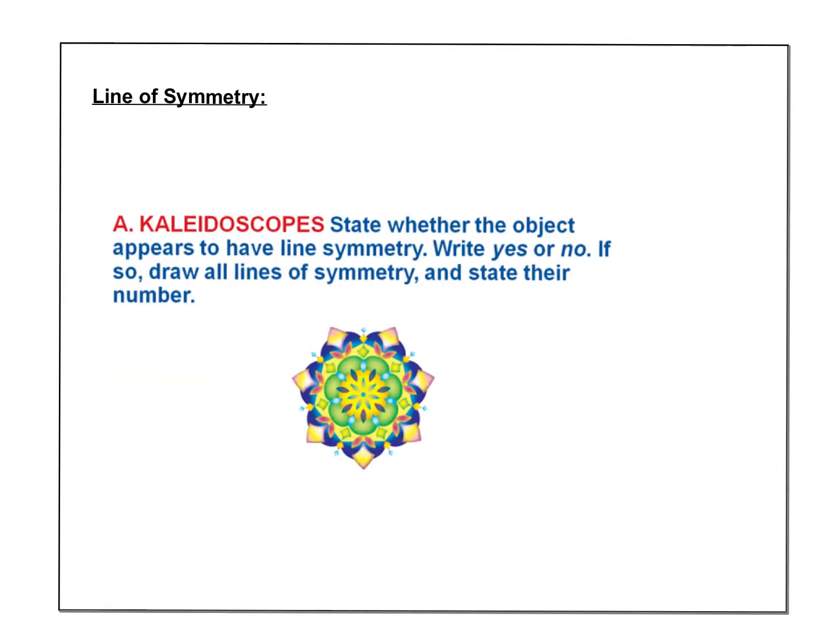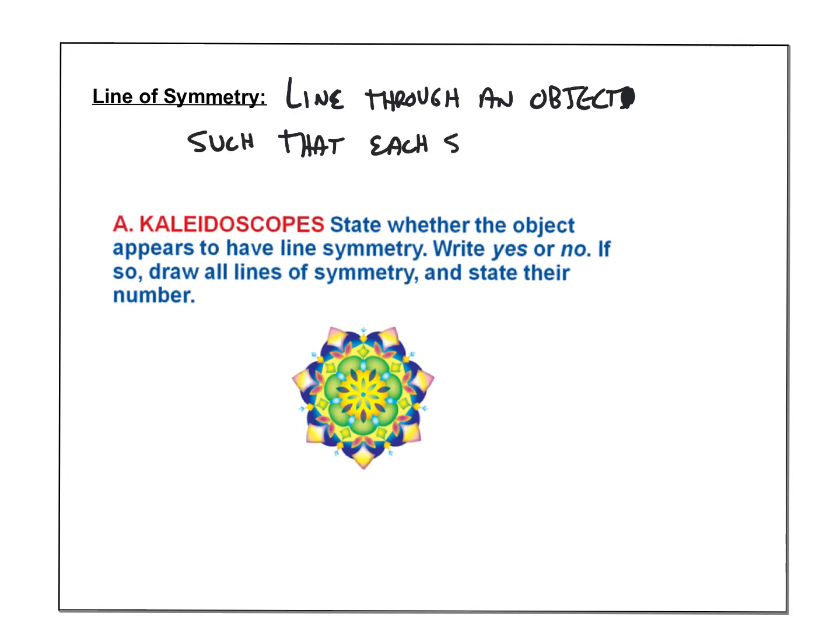So now we talk about a line of symmetry. And a line of symmetry is exactly what it sounds like. It's a line through an object such that each side is a perfect reflection.